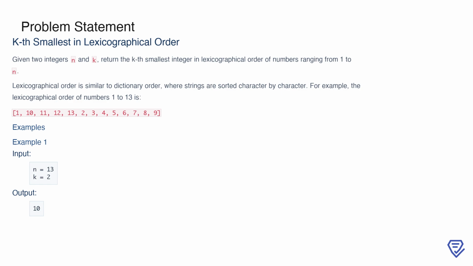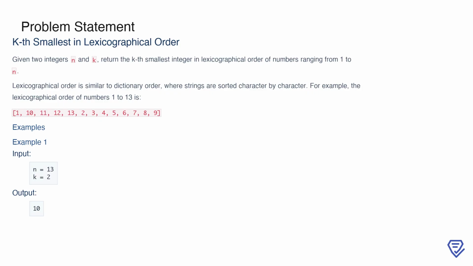For example, if we take the numbers from 1 to 13, the lexicographical order would look like this: 1, 10, 11, 12, 13, 2, 3, 4, 5, 6, 7, 8, 9. Notice how 10 comes after 1 because it begins with the digit 1, followed by the digit 0. This is the order we are working with. Now, the goal is to determine the Kth smallest number in this sequence.